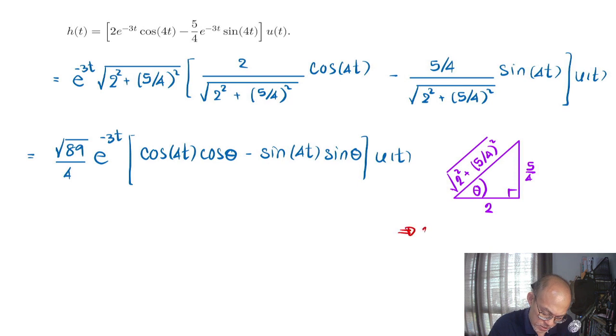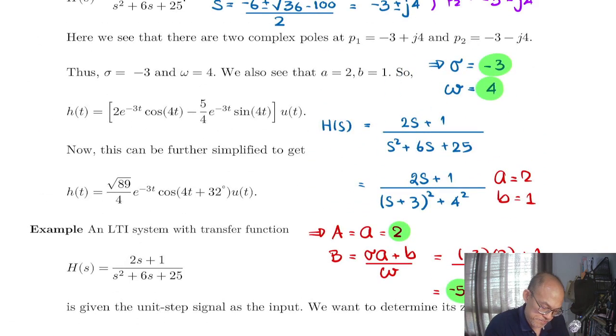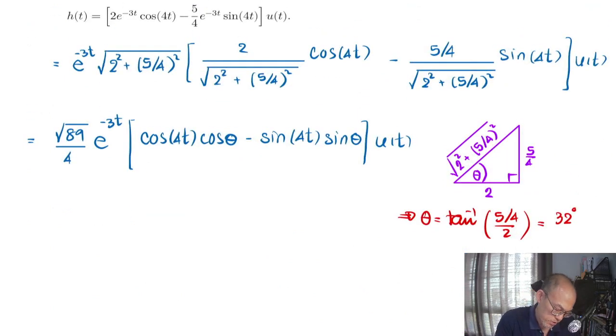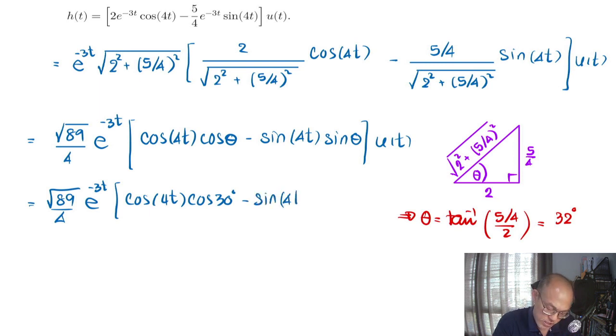Theta is the arctangent of 5/4 over 2. Now pick up your calculator and you'll find that it is 32 degrees. So we have square root of 89 over 4 e to the minus 3t cosine of 4t cosine of 32 degrees minus sine of 4t and sine of 32 degrees.